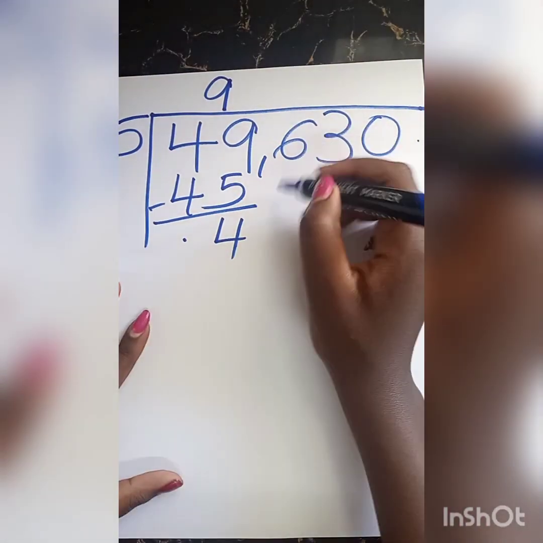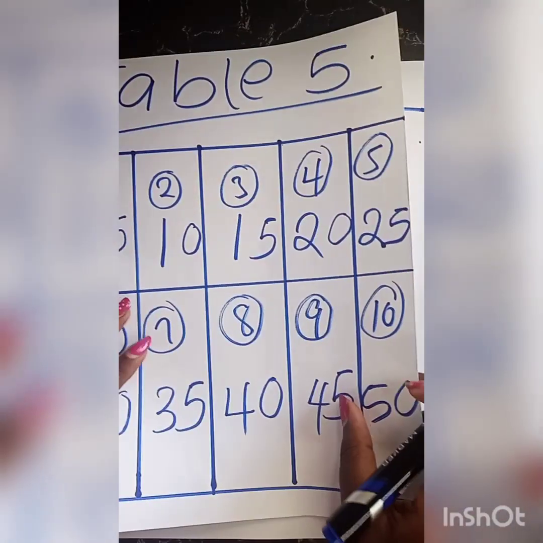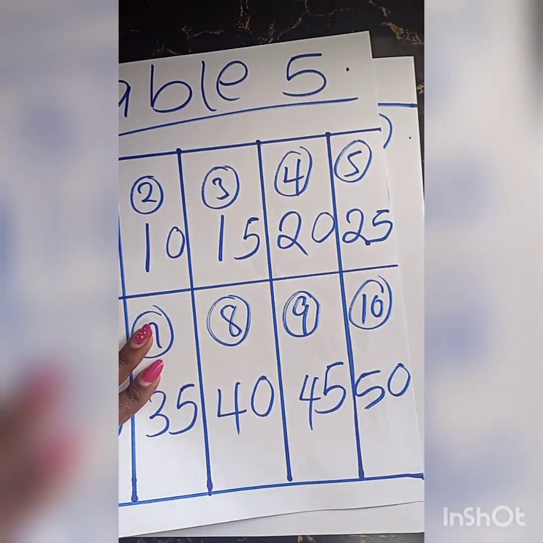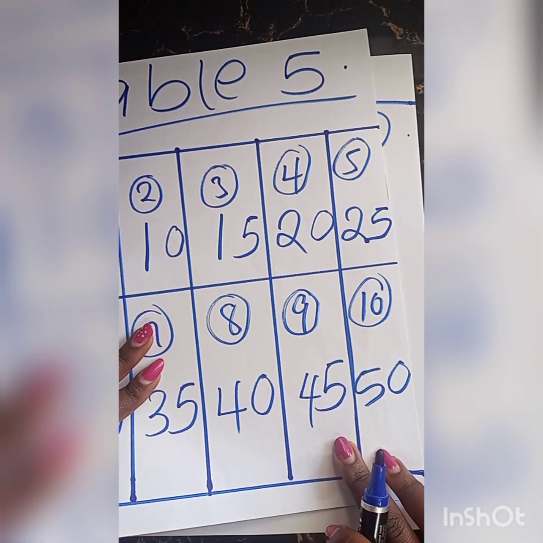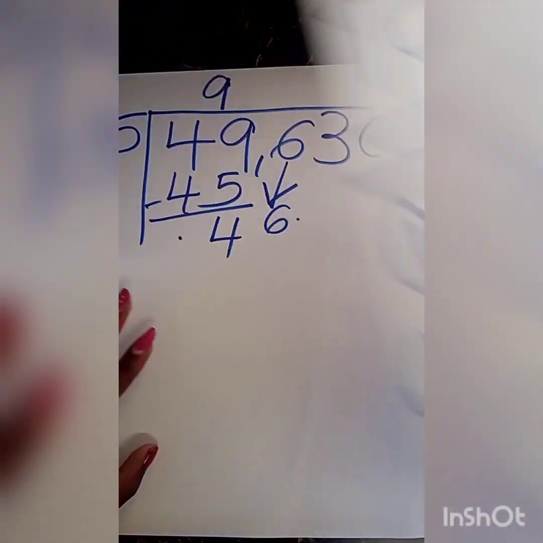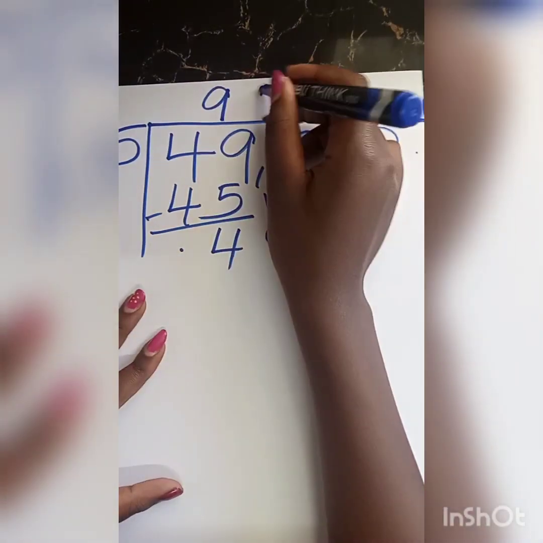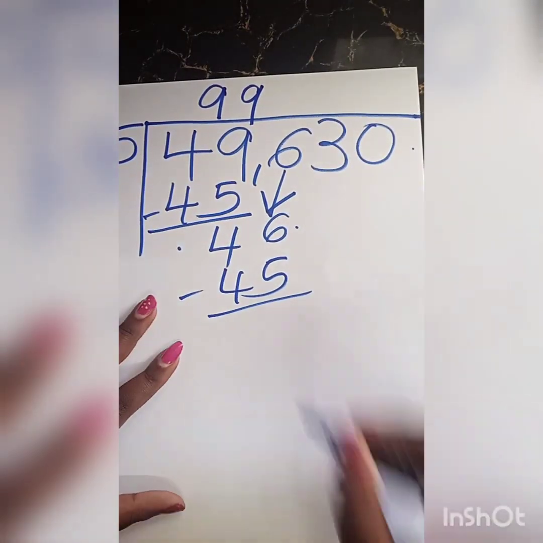The next step would be to drop the 6. Where does 46 fall in this table? Here, 46 is in between 45 and 50. And because 50 is greater than 46, we'll use 45. So we use 45 because 9 times 5 is 45. So 46 minus 45 is 1.